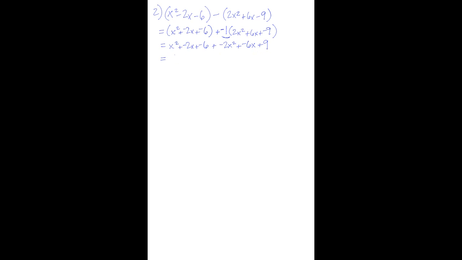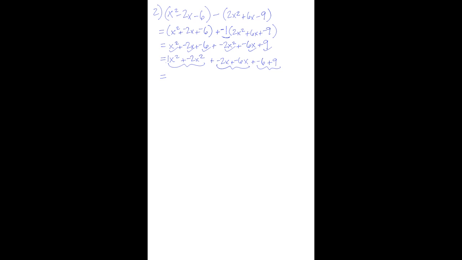So the things with squares in them are x squared and negative 2x squared. These are like terms that I can combine. I can even write the x squared as 1x squared, so I can see my coefficient there. I have a negative 2x, so I'm going to write that. And I have a negative 6x, so I'm going to write that also. These are like terms, so they can be combined. And then I have a negative 6, and I have a positive 9. These are like terms, so they can be combined.